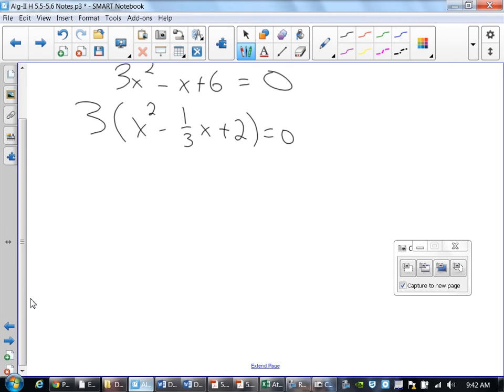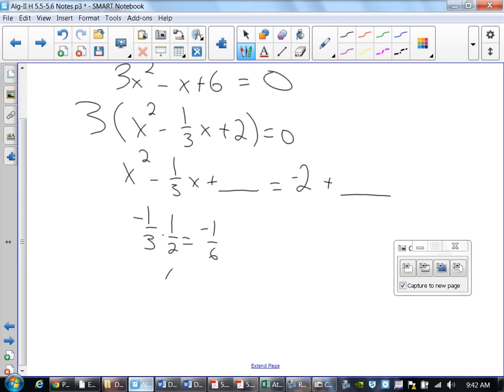Just a GCF. So now I have x squared minus 1/3 x plus blank is -2 plus blank. What's half of -1/3? It's -1/6. So you have in the parentheses x minus 1/6 quantity squared. If I square a -1/6, well, what's 1 squared? 6 squared is 36. So -1/6 squared is 1/36.